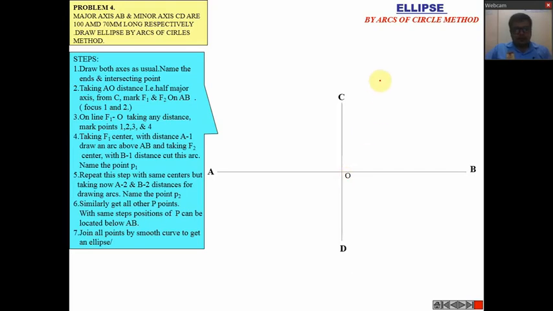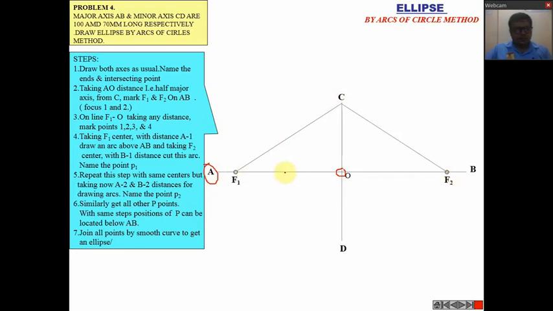Then these 2 points should be indicated here. So what you have to do, you have to take the distance of O to A with the use of the rounder. Then take center as point C and make an arc here. So you will get these points as F1 and F2.